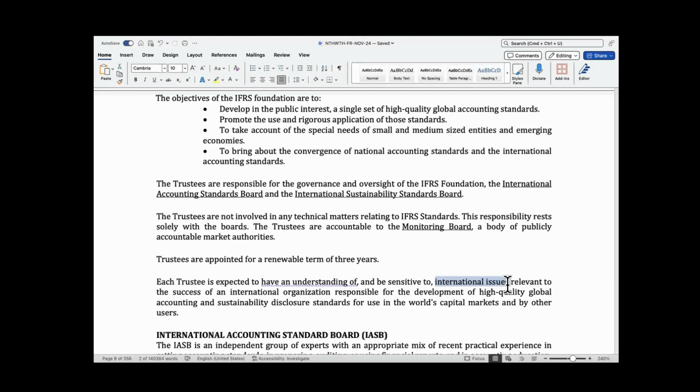So that's why most members will be people that have worked in several continents, because these are standards that are used in Europe. These are standards that are used in South America.